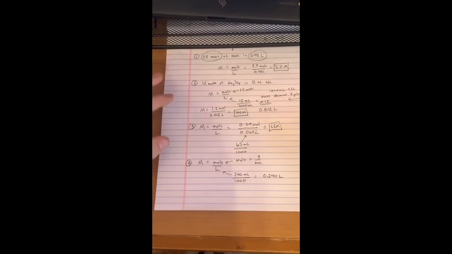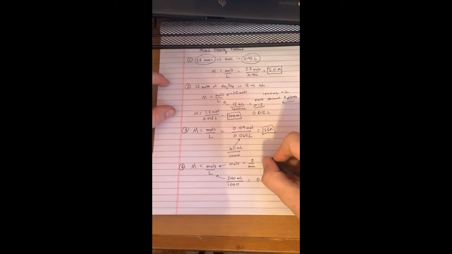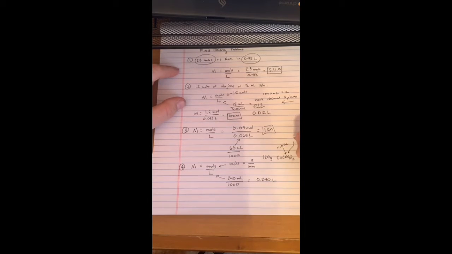Okay, so what we're going to do in this one is we're going to take 120 grams of calcium nitrite. Now, how do I know the difference between nitrite and nitrate? This is nitrite. Nitrate has an extra oxygen, so that is nitrate.